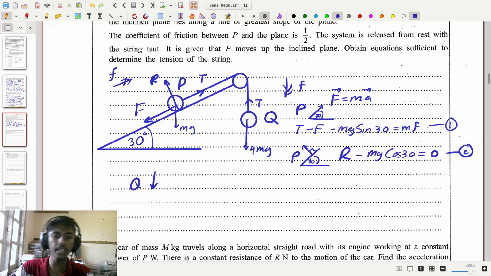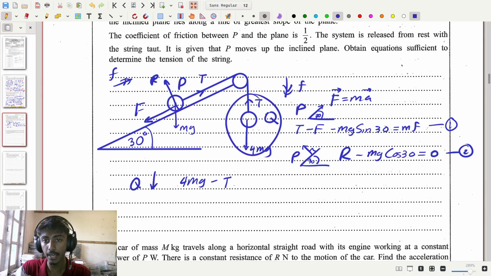Now from this, we can see we have a force of 4mg downward, but then we have T upward, which means we have negative T downward, and therefore we have 4mg minus T, and those are all of the forces acting on our particle. Due to that, we can be done with F and move on to ma.